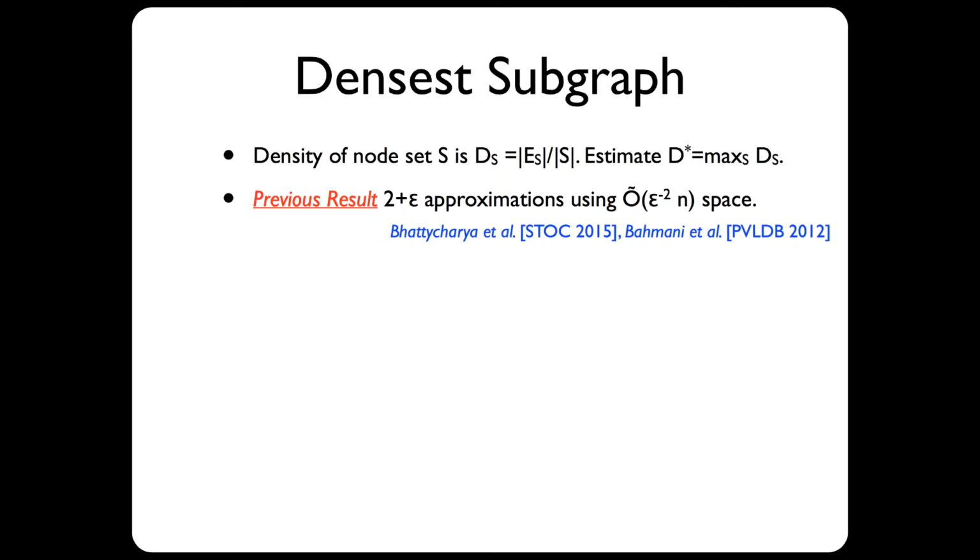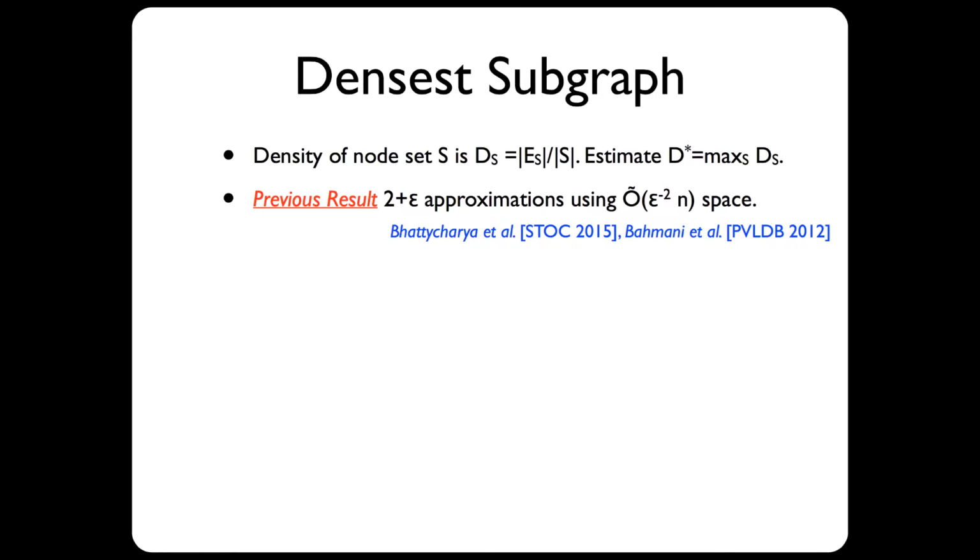And it won't surprise you to know that the problem of finding the maximum density in the graph is estimating d star, which is just the max of d of S over all possible subsets S. Okay? So there's been quite a lot of work on this problem in the data streams community. Two particular papers both achieved a 2 plus epsilon approximation using roughly 1/epsilon² n space.